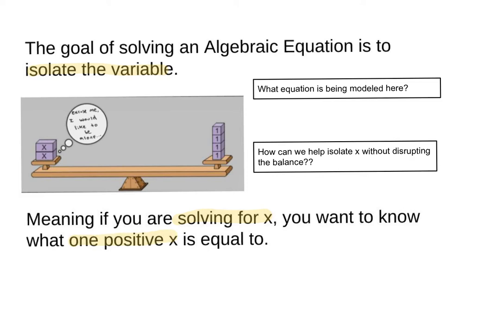So I have this drawing here on a scale, and we have these two x's. One would like to be by itself, and then we have 4 1s. This equation represents 2x equals 4. And if we want to get one of those positive x's all by itself, one thing we can do is divide both sides by 2. Effectively kicking 1x off the scale, kicking 2 1s off the scale, and coming up with 1x is equal to 2.